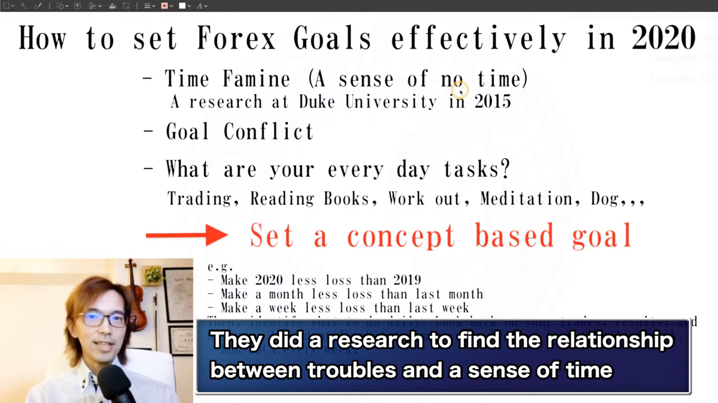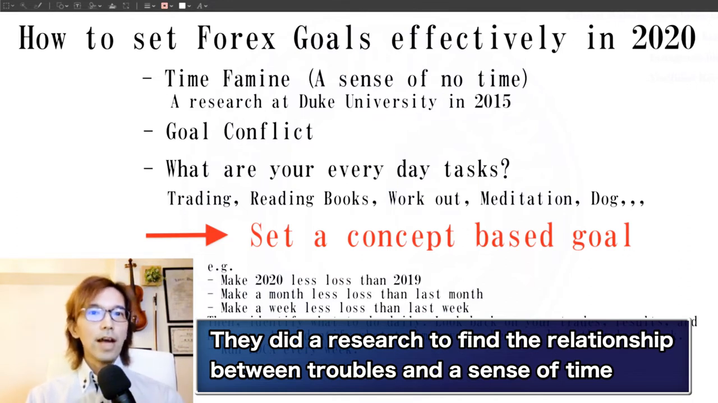If you feel like that, that means you have a sense of time famine. And that's what Duke University did in 2015. They did research about this, the sense of no time. How they did the research was, first, they got 123 female and male members, and they asked those subjects to remember troubles related to money or job.